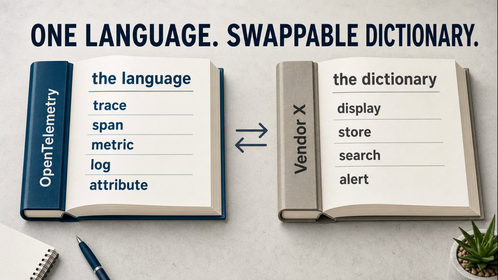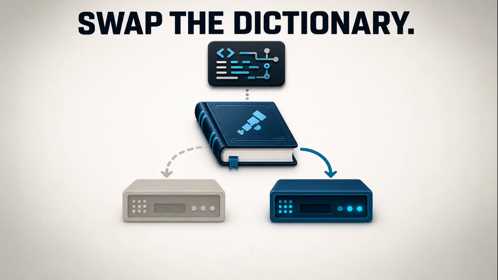One analogy that makes the value land. OpenTelemetry is the language your application speaks about itself. The backend you choose is the dictionary that turns that language into queries, alerts, and graphs. I love that. And the analogy survives the practical question that always comes next. Sure. What happens when you want to change backends? With OpenTelemetry, your application code does not care. It still speaks the same language. You just swap the dictionary and the application keeps going.